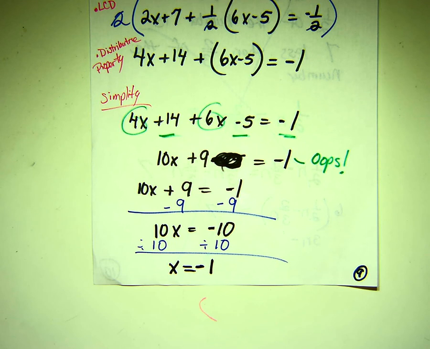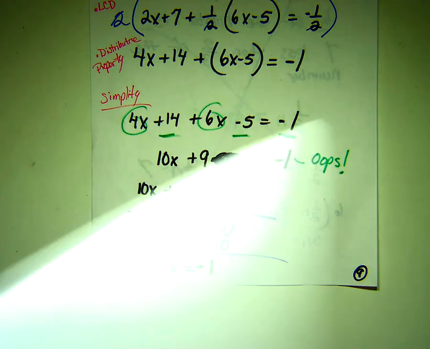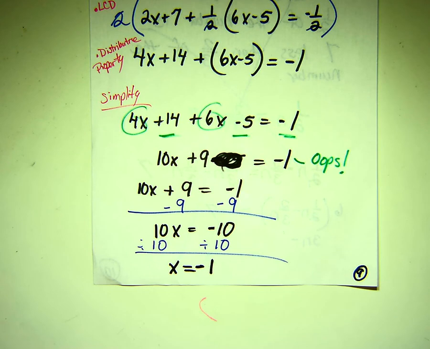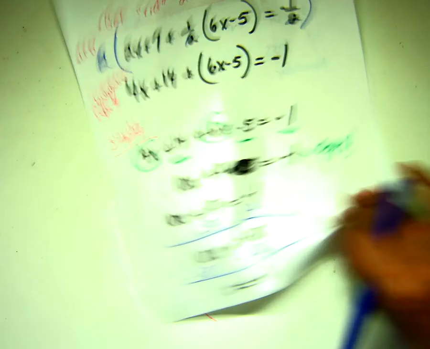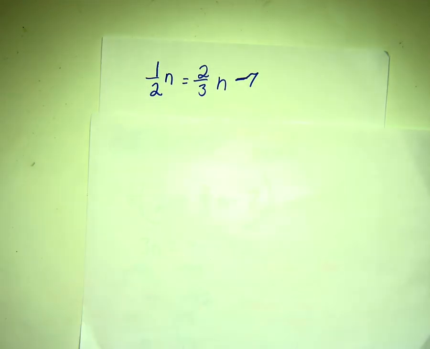So remember, when you divide or multiply unlike terms, your answer is going to be negative. When they're like terms, the answer is going to be positive. But wait, there's more dealing with fractions, y'all. Check this one out.